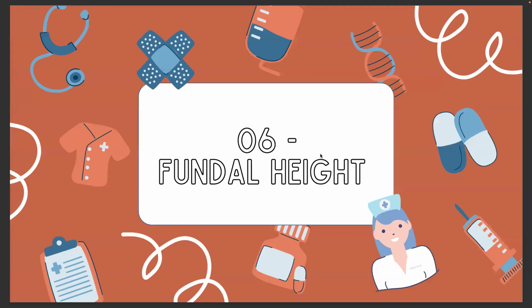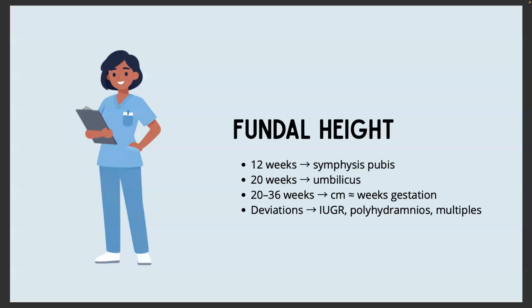All right, into our sixth section, the fundal height. So, fundal height at 12 weeks, it should be at the symphysis pubis. And we are seeing now at this point that the uterus is rising up out of the pelvis. So the fundus is going to sit right there at the symphysis pubis. Before this point, you really were not going to be able to palpate the fundus abdominally.